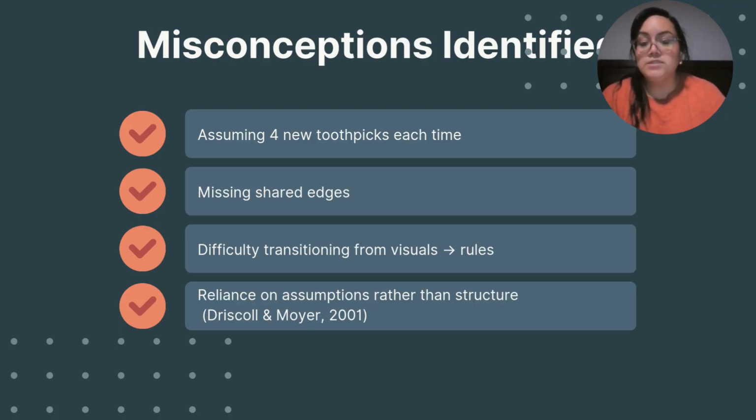Now, some of the misconceptions identified, like I mentioned, they did assume four new toothpicks each time. They forgot the shared edges, and they were having some difficulties transitioning from visual to rules. So it did take a lot of guiding, but they were still able to organize their information and condense it into a table and a rule.